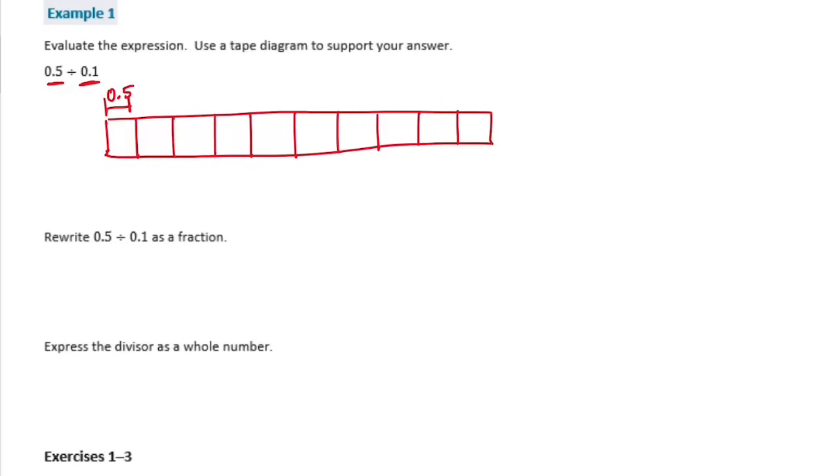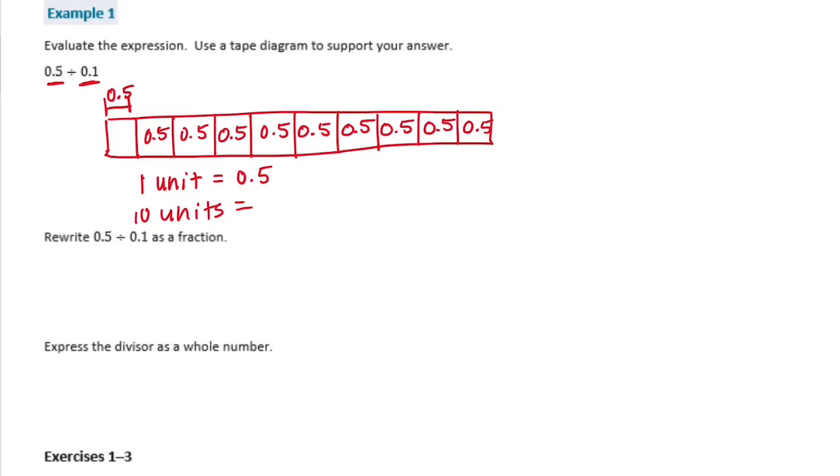So 1 unit is equal to 5/10. So if we had 10 units, all of these are 5/10. So you can either do 5/10 and add it 10 times, or you can do 10 times 5/10. And 10 times 5/10 would be equal to 5.